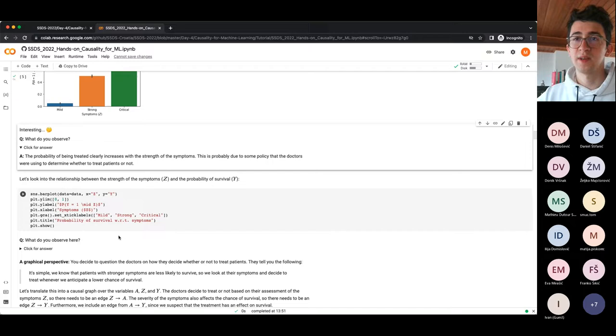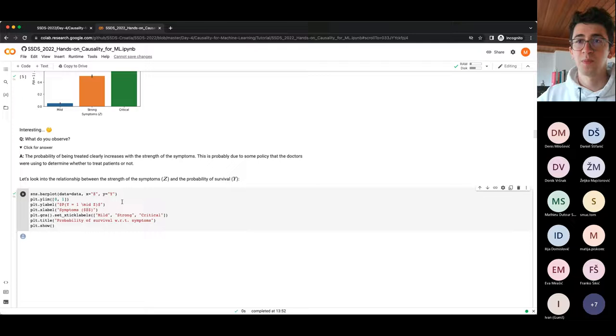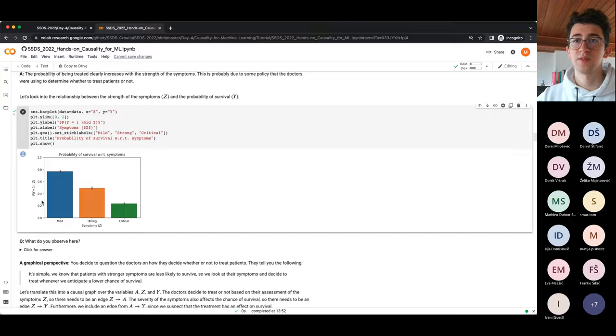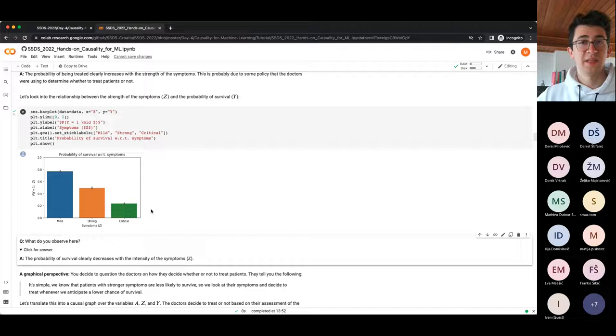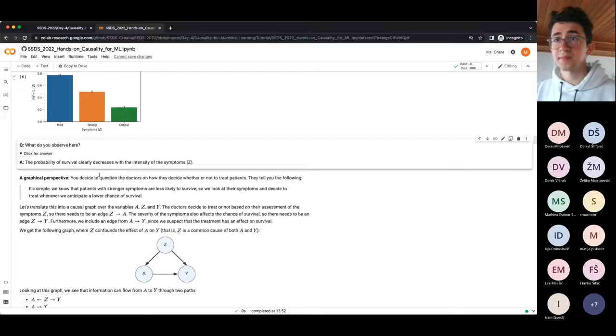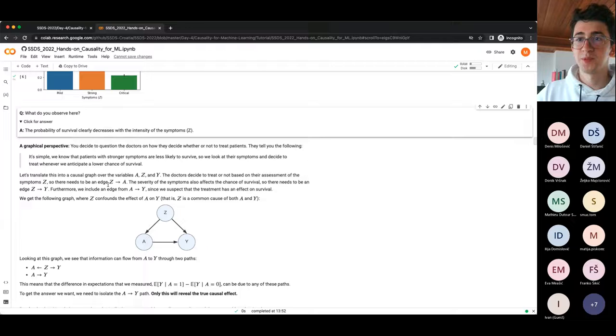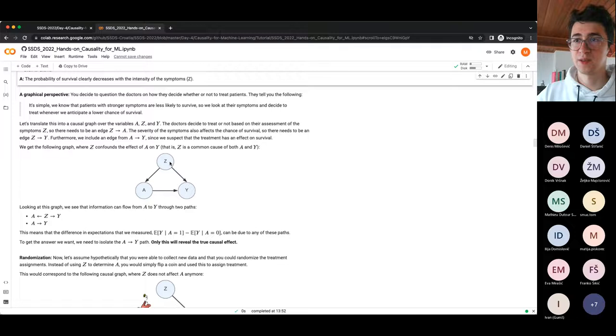and following, where we now plot again the symptoms, but this time against Y equals 1, like whether the person survived or not. And what do we observe? Well, it clearly decreases, right? The stronger the symptoms, as expected, the lesser the chances of survival. So let's take a graphical perspective. And what we essentially see is this structure here. Therefore we say, okay, there's a confounder Z and A is affecting Y. So the treatment affects the recovery and both are being affected by the severity of the symptom.